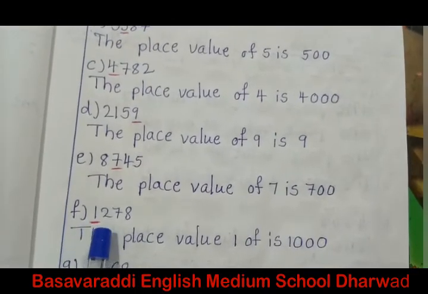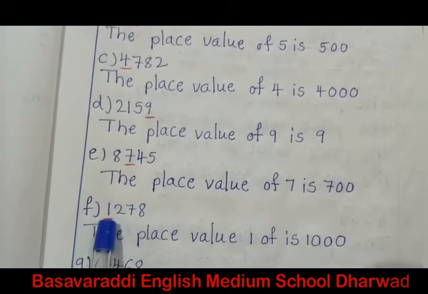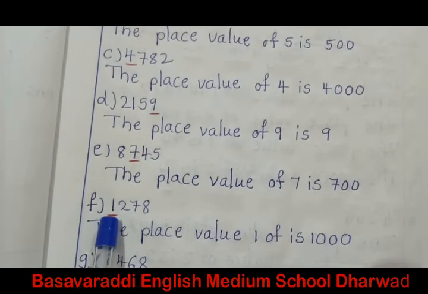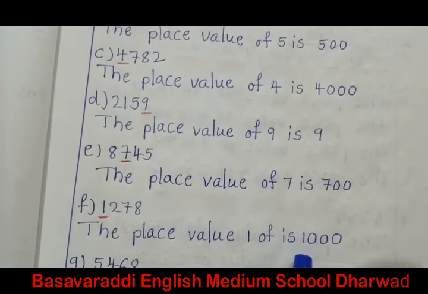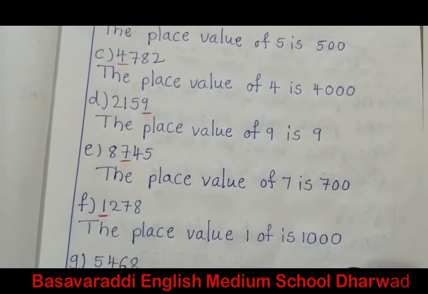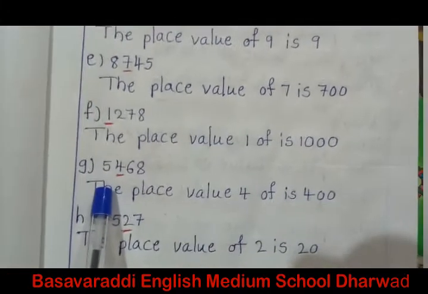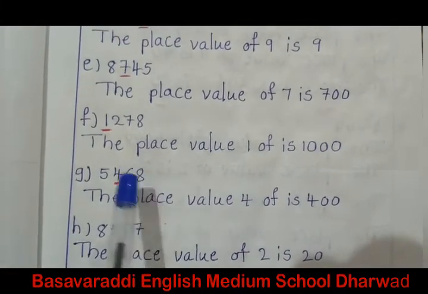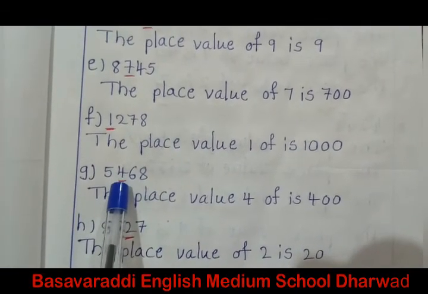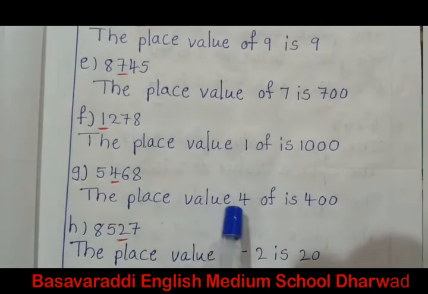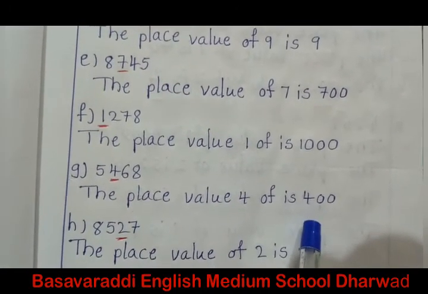F1, 1278. Where they are colored, that is the digit 1. Which place? That is the 1000s place. The place value of 1 is 1000. So 1 into 1000, 1000. G1, 5468. Where they are colored 4. Which place? That is the 100s place. The place value of 4 is 400. 4 into 100, 400.